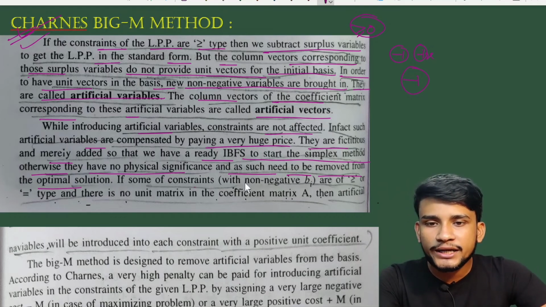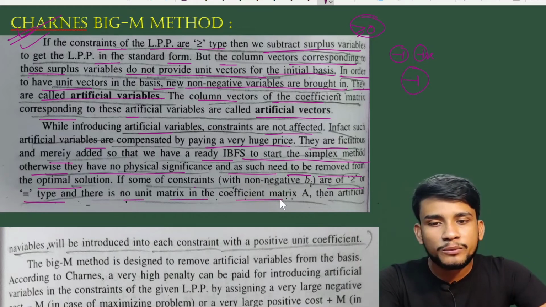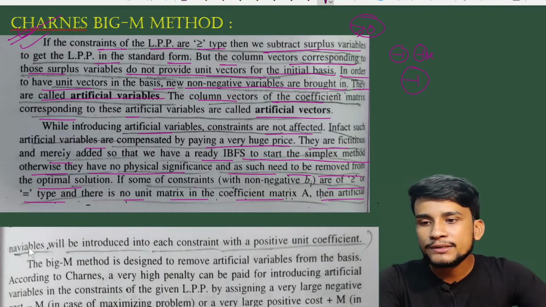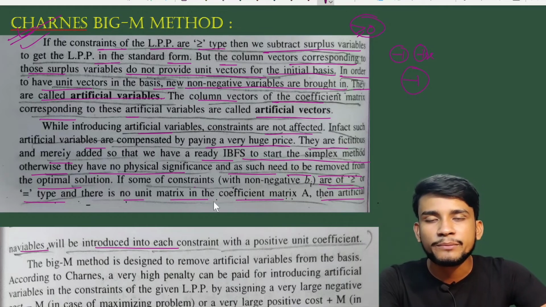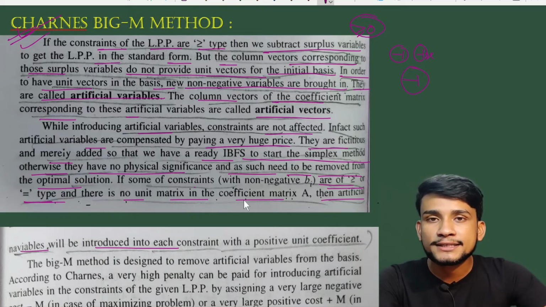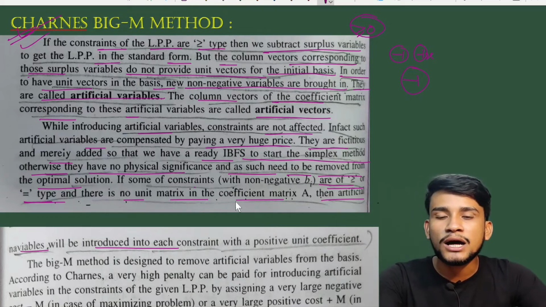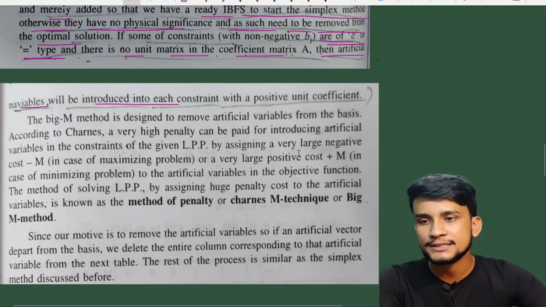If some constraints are greater than or equal to or equal to type, and there is no unit matrix in the coefficient matrix, then artificial variables will be introduced. So an artificial variable is to be introduced when the greater than or equal to type inequality or equal to type inequality occurs, but no unit matrix can be formed. Then we introduce the artificial variable to form the unit matrix, or unit basis, to form the basis.